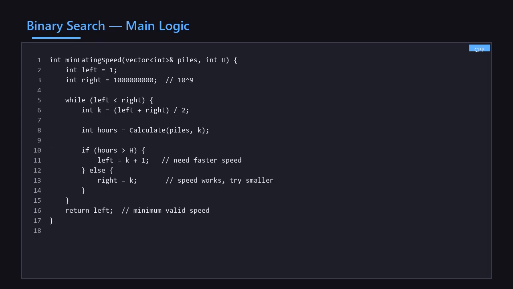Now the main function. Left starts at 1, right at 10 to the power 9. While left is less than right, compute mid, get the hours from calculate. If hours exceeds H, we need a faster speed. Move left to K plus 1. Otherwise, this speed works, but we want the minimum, so set right to K. When the loop ends, left is the answer. Notice the template: while left less than right, right equals mid. This ensures we never skip a valid answer.